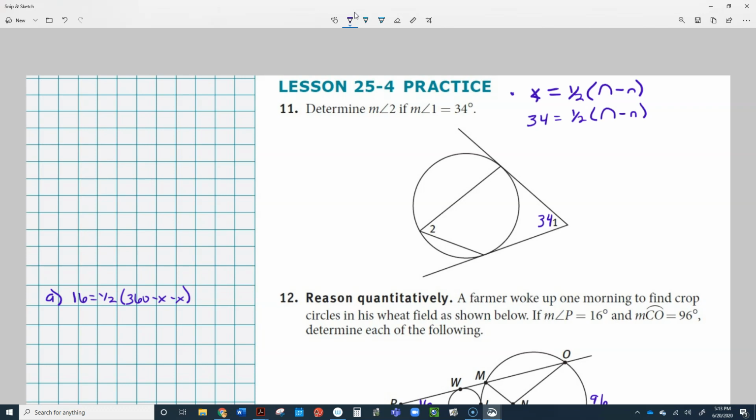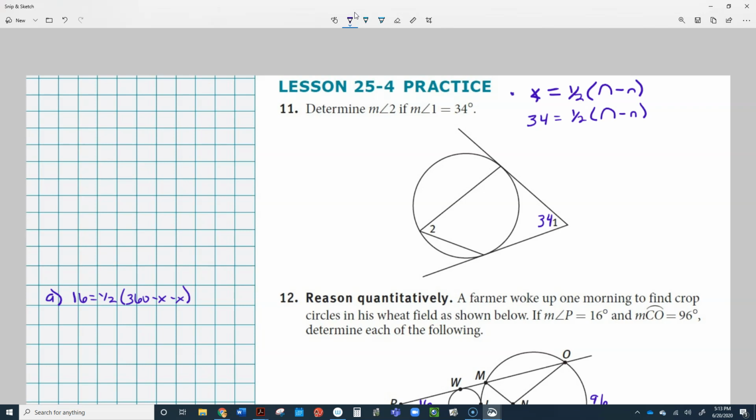The angle is equal to, and we're talking about the angle on the outside. The outside angle is equal to half the big arc minus the little arc. So this is an outside angle. So if I'm paying attention to what angle 2 is, it's an inscribed angle.